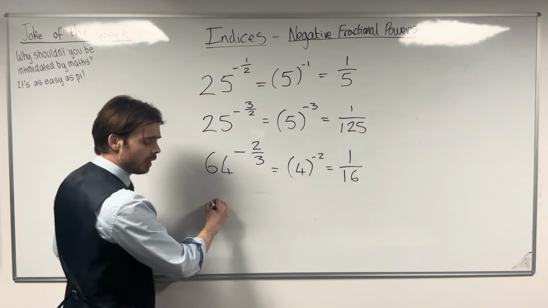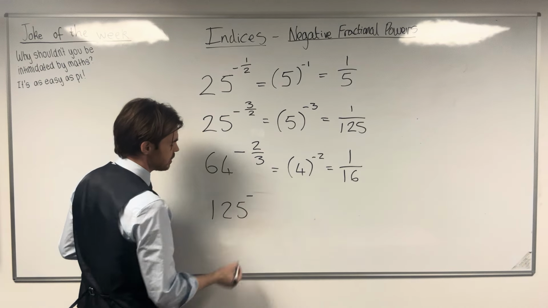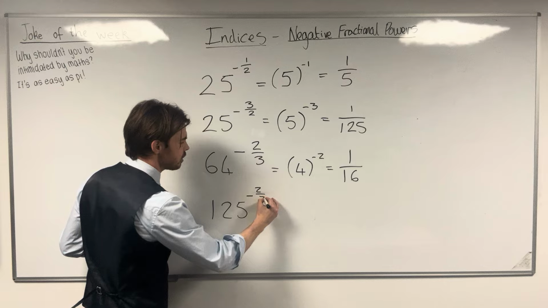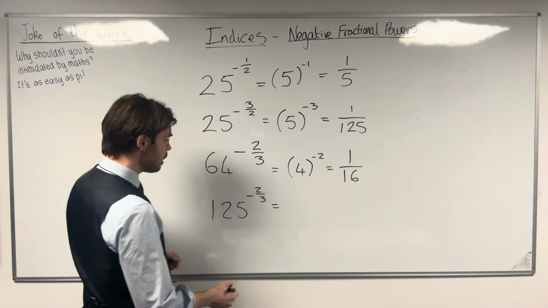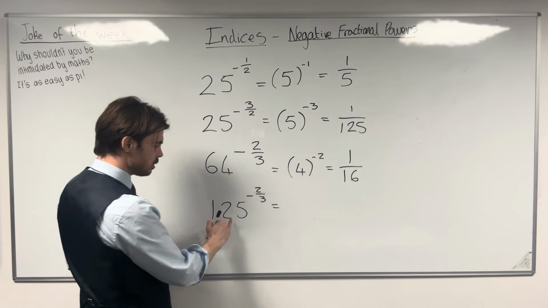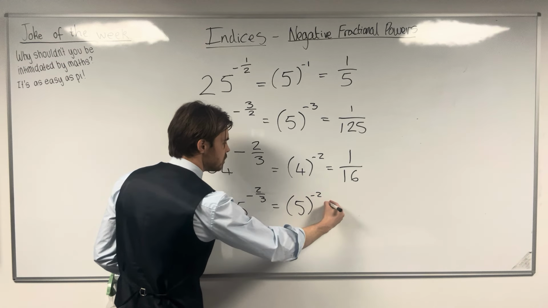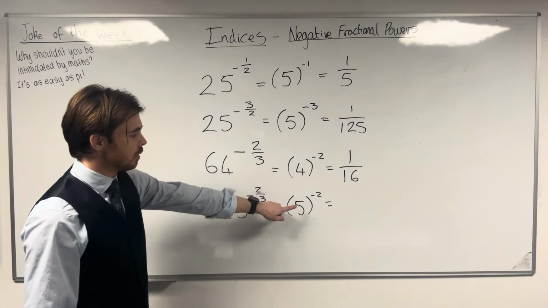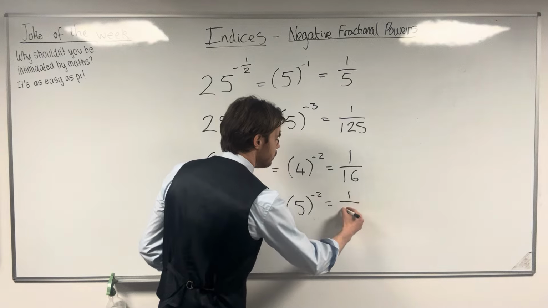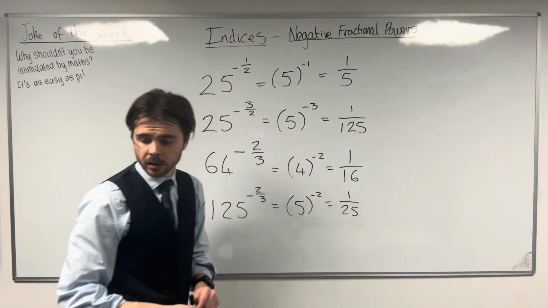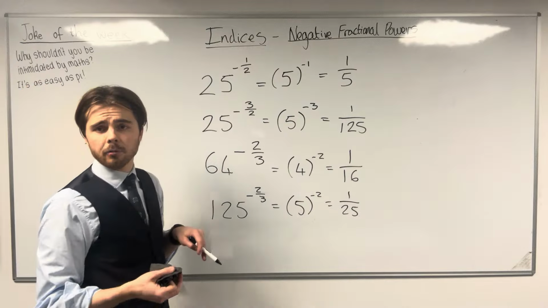Okay. 2 more I've got to show you. 1/125 to the power of -2/3. So a similar one to the one we just did. So this one here, I am going to cube root 125 to get 5. I've got a -2 acting on this. So that is squaring the 5, but then using the reciprocal to get 1/25.